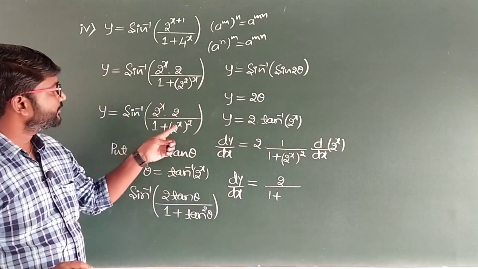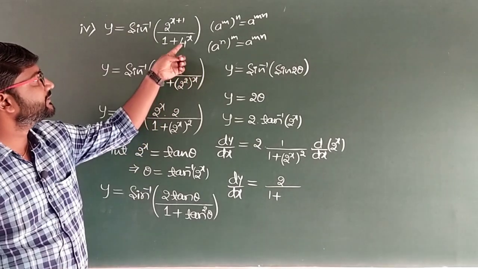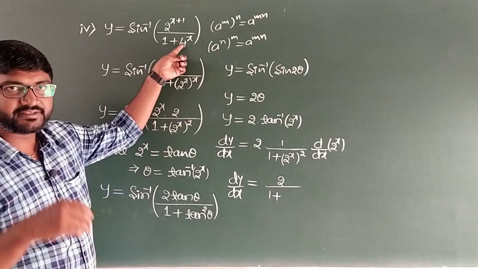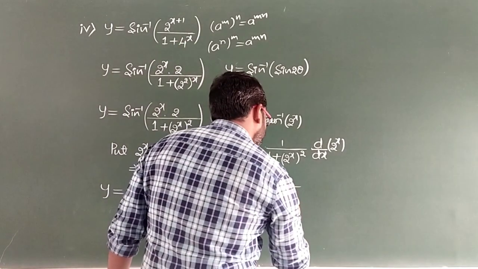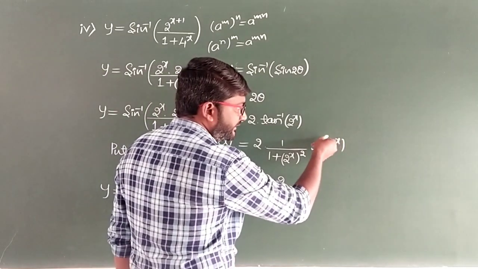See here, 2 power x the whole square, that is, 2 square whole raised to x, that is nothing but 4 power x. Overall, we can write 2 power x the whole square as 4 raised to x now. So it can be written as 4 to the power x. Now take the differentiation of this.